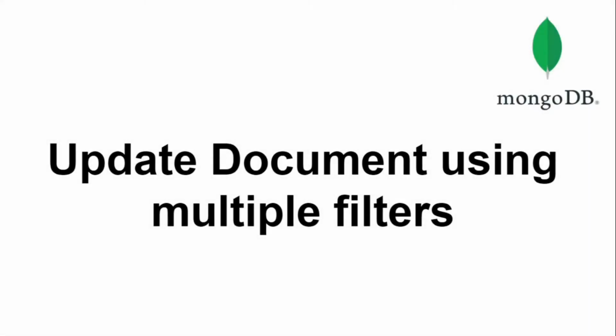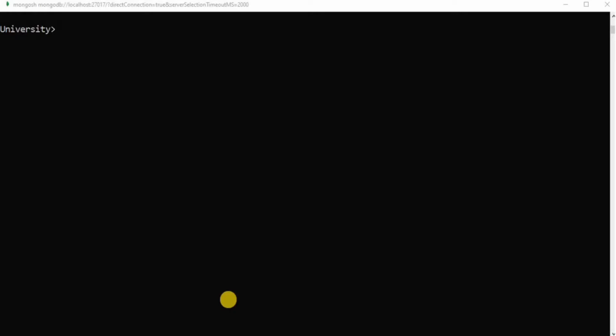Welcome back. In this video, I'm going to show you how you can update a document using multiple filters in MongoDB. This video is actually an extension of the previous one. In the previous video, you saw how you can update a document inside a collection by using a single filter or by using a single searching criteria.